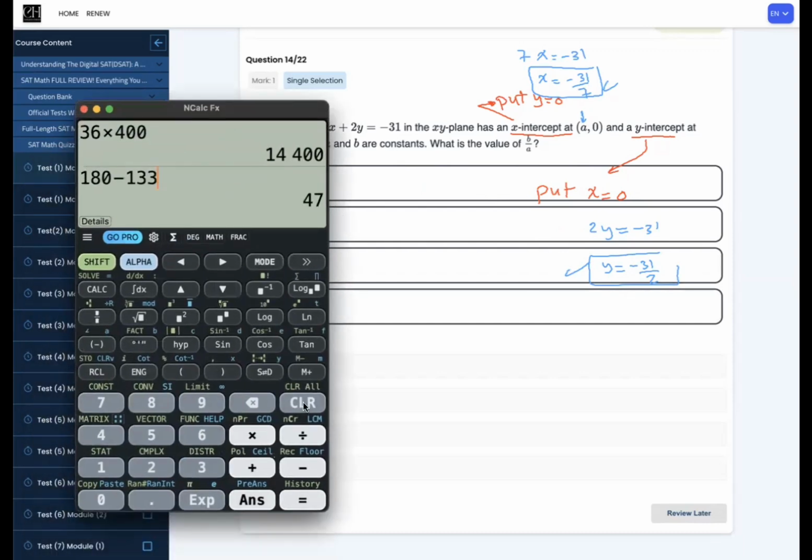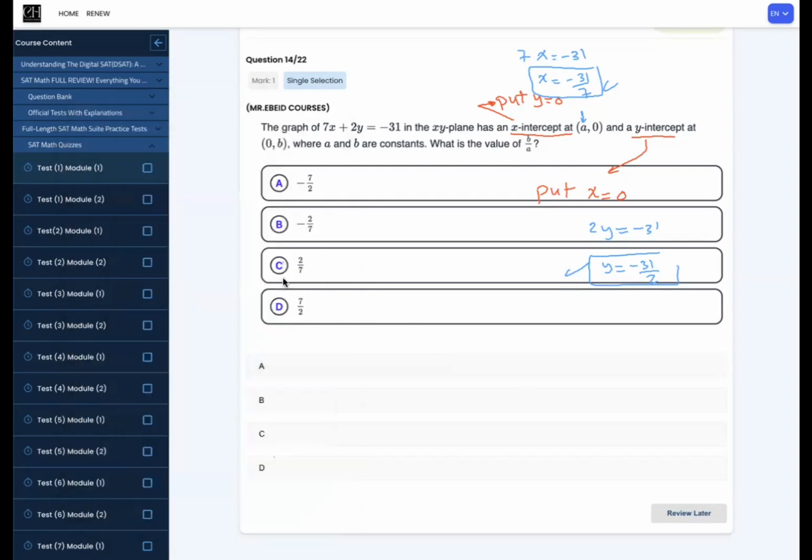So this one will be y, which is negative 31 over 2, divided by x, which is negative 31 over 7. It will be 7 over 2. 7 over 2, yes, it's D. So the answer is D.